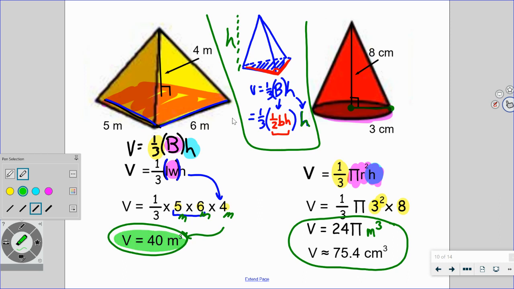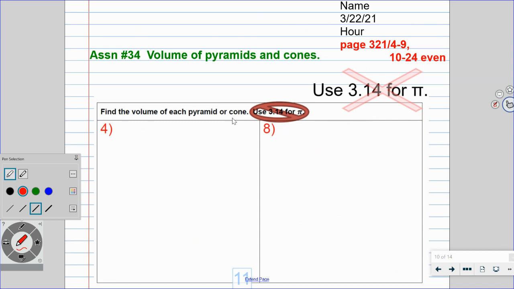Exact answer for a pyramid, or at least in this case, there's no repeating decimal. Here we have both an exact and an approximate answer. One has the pi, one is all in decimal form. So that's what I have.